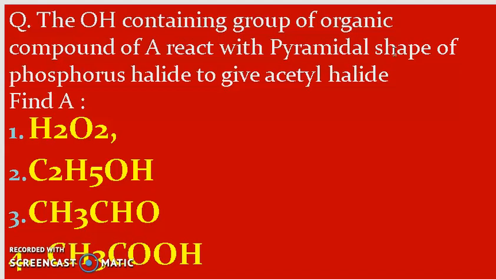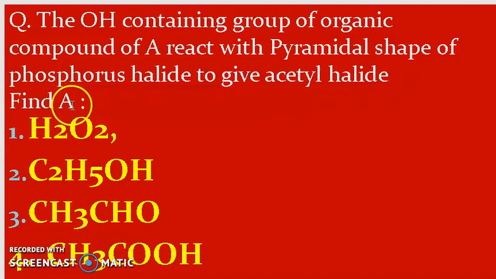PCl5 or PCl3? That means phosphorus trichloride. Which one has a pyramidal shape of phosphorus trihalide? Phosphorus trichloride, not pentachloride. Phosphorus trichloride has a pyramidal structure, and it has sp3 hybridization, so that is why we get a pyramidal geometry of phosphorus halide to give an acetyl halide.